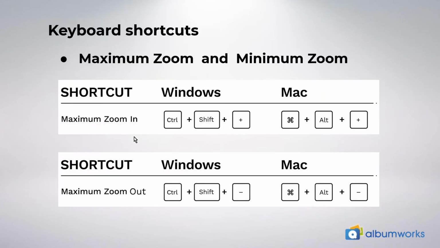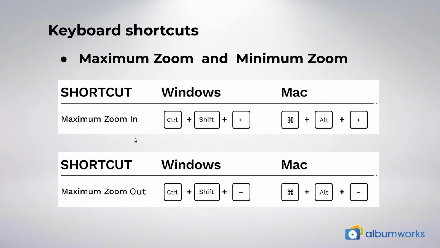First is the maximum and minimum zoom shortcut. So when you hold down the Control key on your keyboard, or if you're on a Mac, the Command key, you can click plus and minus to gradually zoom in or zoom out. But if you want to jump straight to the maximum zoom possible, you can press the Control Shift plus key all at the same time, those three keys. On a Mac, it is Command Alt plus or Command Option plus is the other name for it.